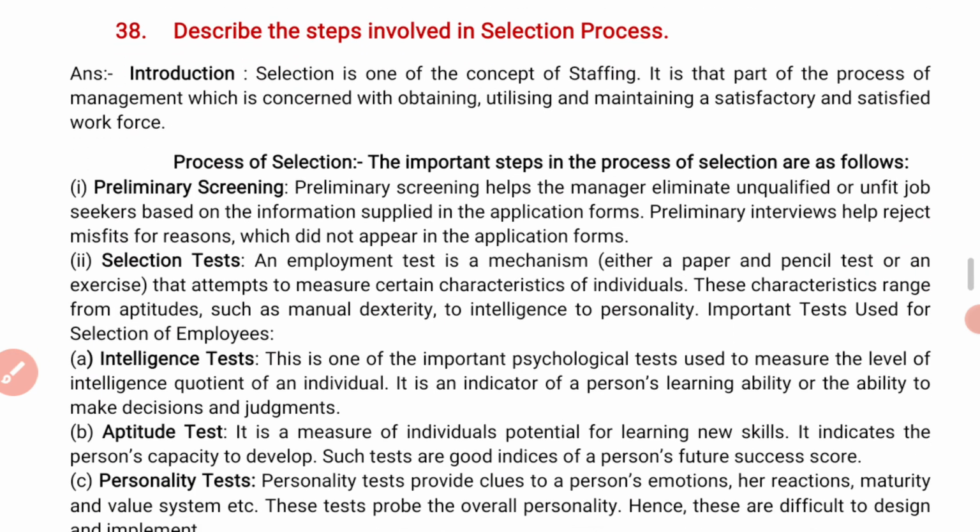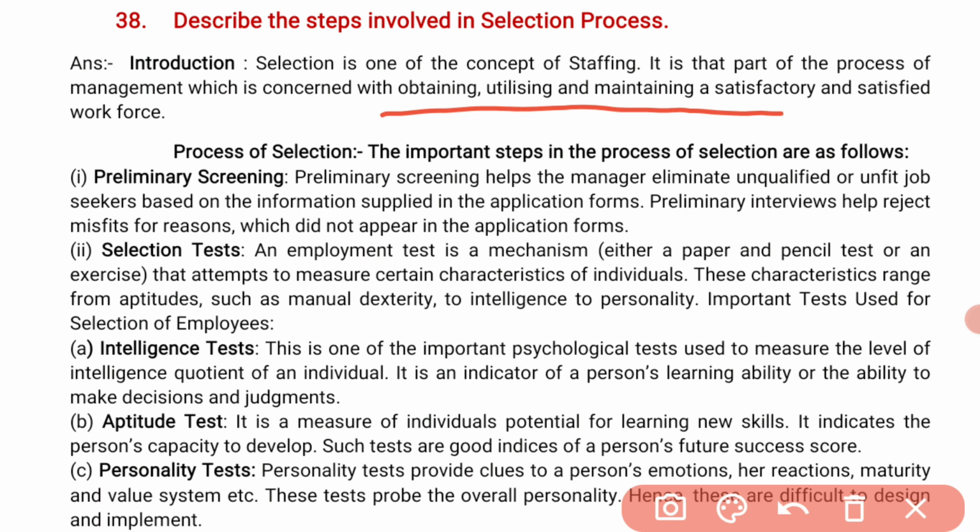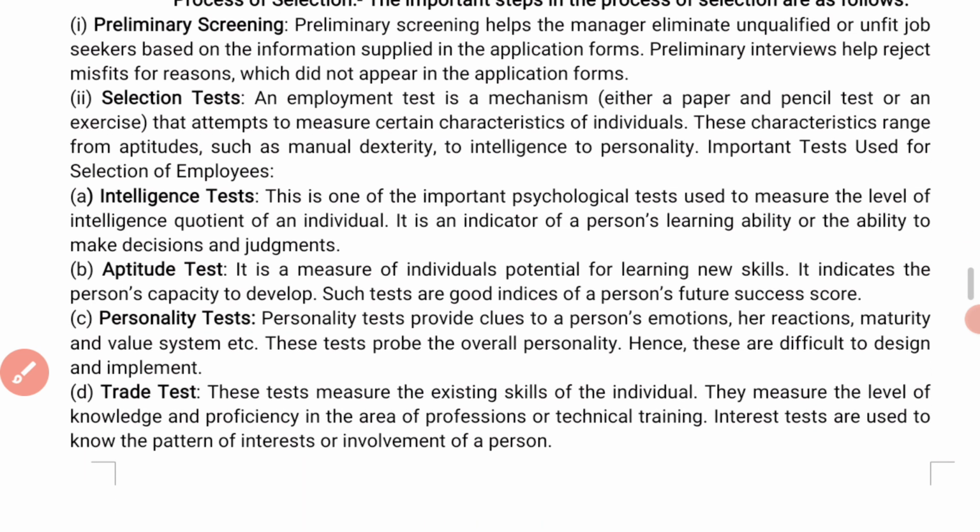Next, describe the steps involved in the selection process. So let us see what is the meaning of selection. Selection is one of the concepts of staffing. Yes, selection is the concept which is related to staffing. It is that part of the process of management which is concerned with obtaining, utilizing, and maintaining a satisfactory and satisfied workforce. So selection is made with the help of staffing. Selection of particular members in the organization is a part of the process of management concerned with obtaining, utilizing, and maintaining a satisfied workforce. So let us see the steps which are involved in the selection process.